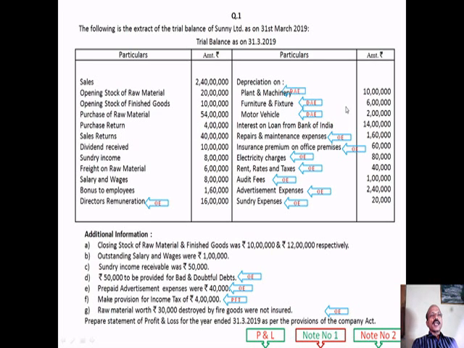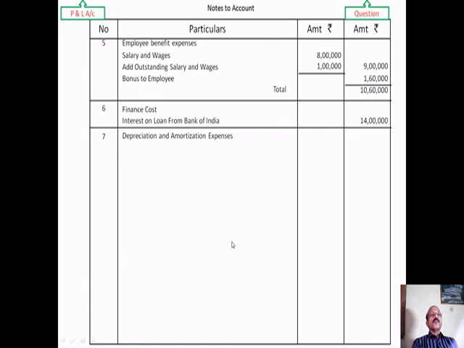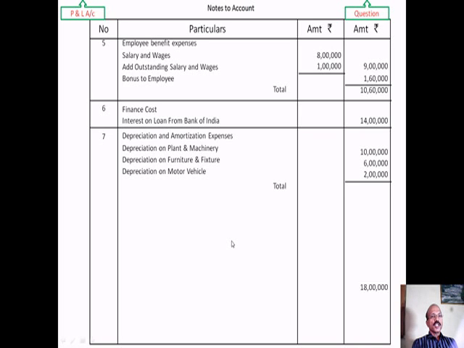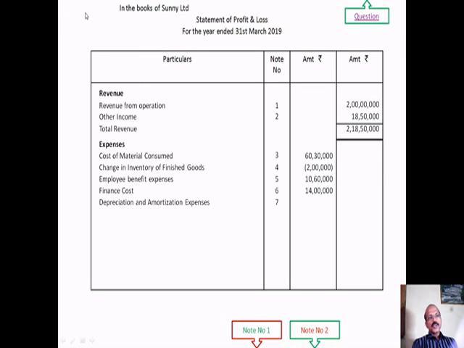These will be transferred to the working note. Depreciation on plant and machinery 10 lakh, depreciation on furniture and fittings 6 lakh, depreciation on motor vehicle 2 lakh, and total depreciation and amortization expenses for this year is 18 lakh, which will be charged to profit and loss account. So profit and loss account working note number 7 amount is 18 lakh.